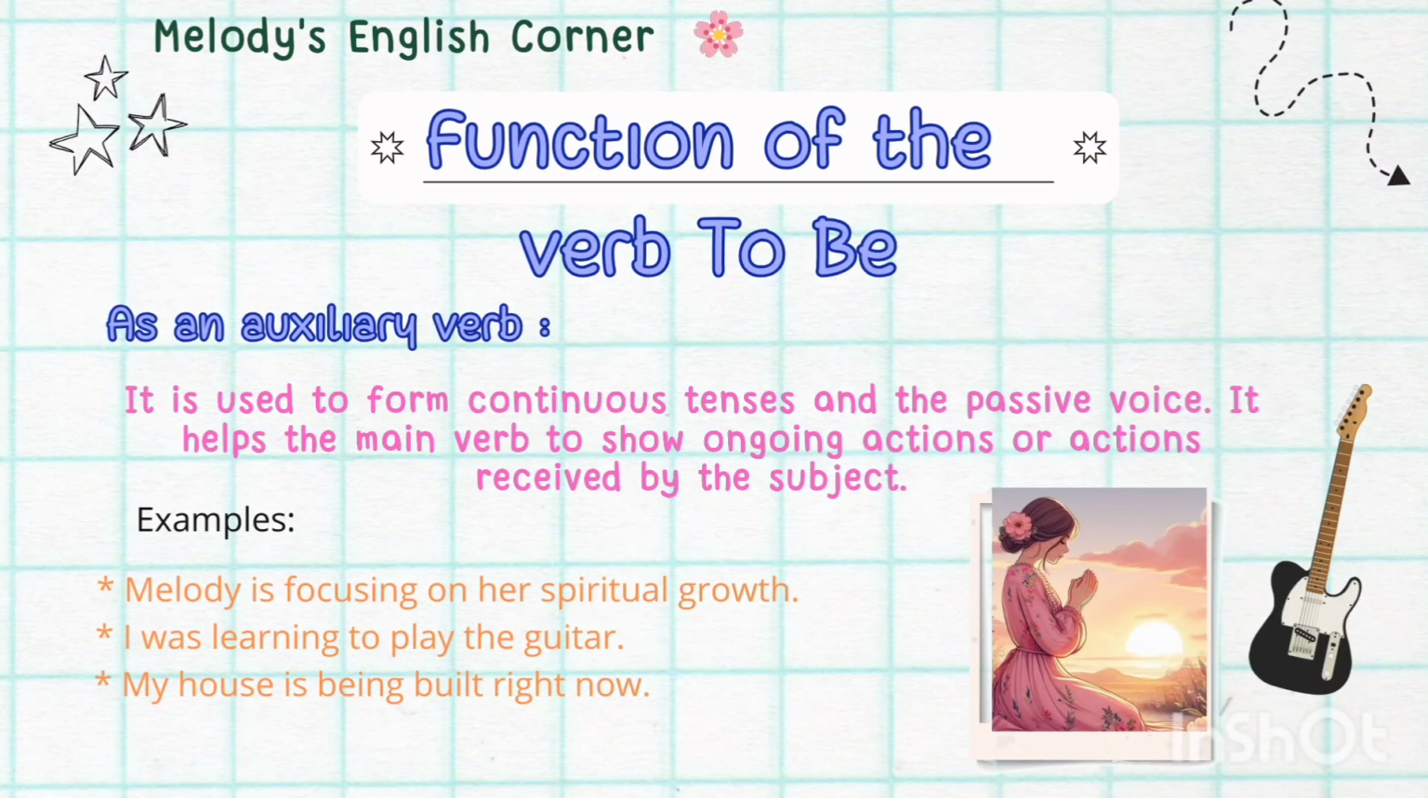I was learning to play the guitar. Was is an auxiliary verb. Learning is a main verb. My house is being built right now. Is is an auxiliary verb. Being is a main verb.